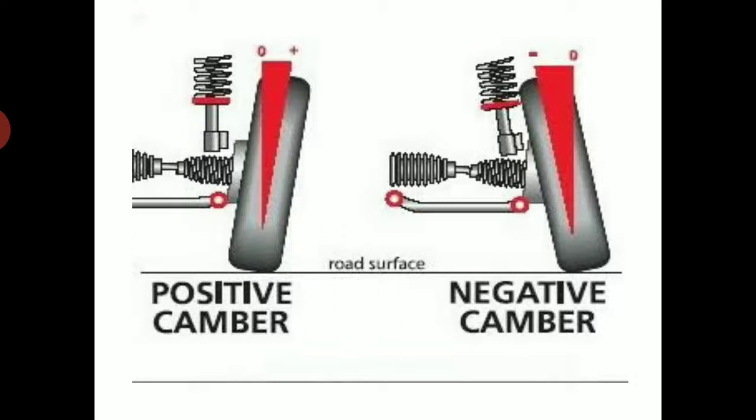So if the two front wheels are not provided with equal camber, the vehicle will try to pull towards the side where the camber angle is high. Suppose you see the positive camber towards the right hand side, or towards outside, the camber angle is more, so it will pull the whole vehicle, or it will pull the tire, to that side only.